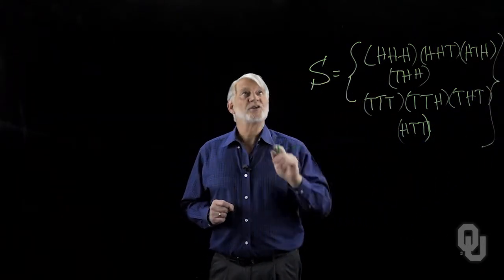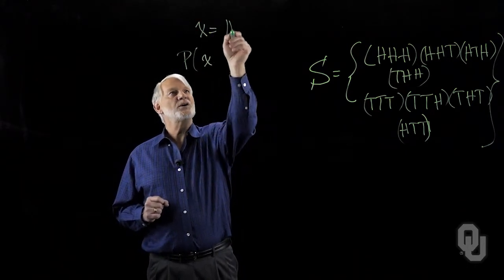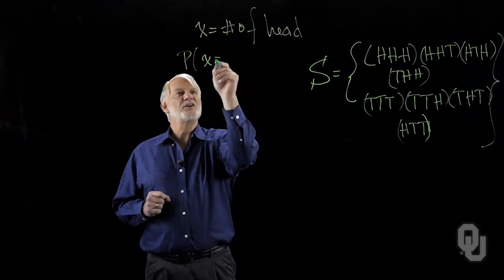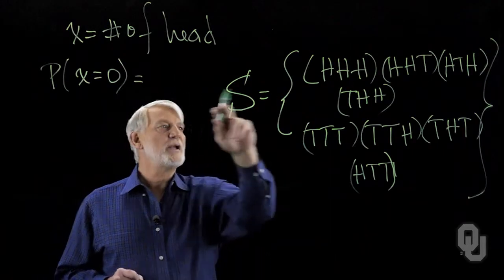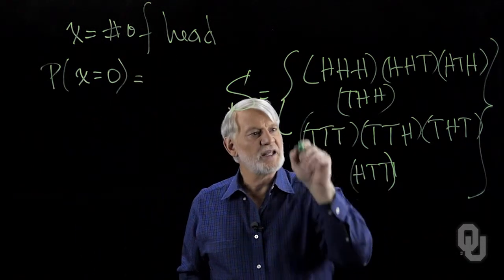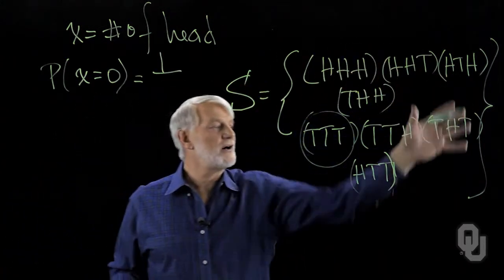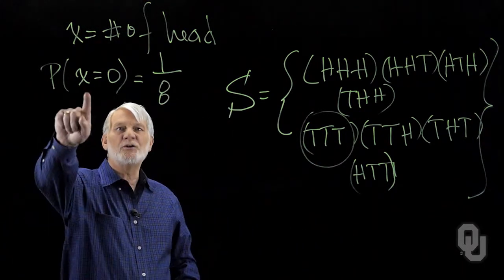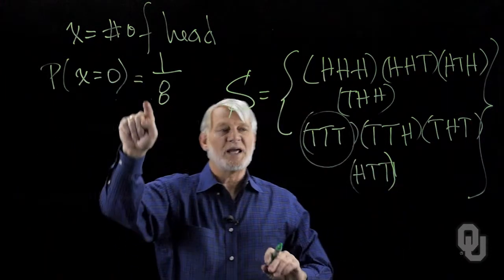Now, our question was, what is the probability that x, remember x equals number of heads, okay? X is equal to 0. So we simply go over here and count. How many have no heads in it? And the answer is there's only 1. It's right here. Okay? So we have 1, and we divide by the total number of objects in the sample space. There are 8. So the probability of getting no heads, that is to say all tails, when flipping 3 coins is equal to 1/8.